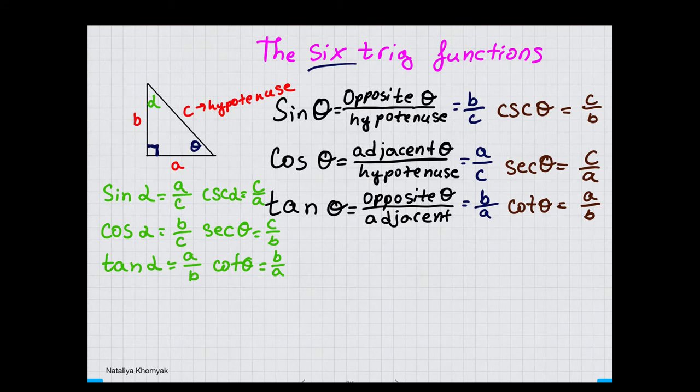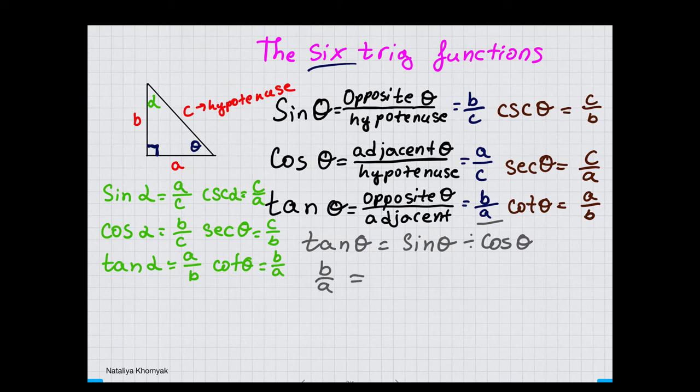Now, before we move on, I want to show you something about tangent. Tangent has an identity saying that tangent of theta is equal to sine of theta divided by cosine theta. And I'll get back to it a little bit later on. I just want to show you that it works. So let's say tangent of theta. Our tangent of theta was b divided by a.